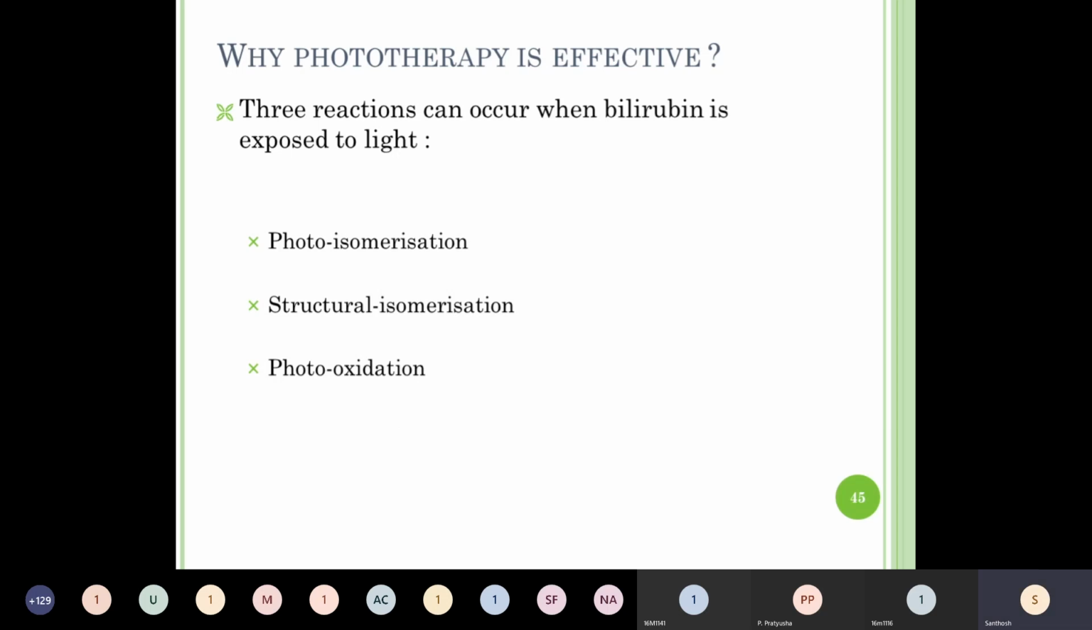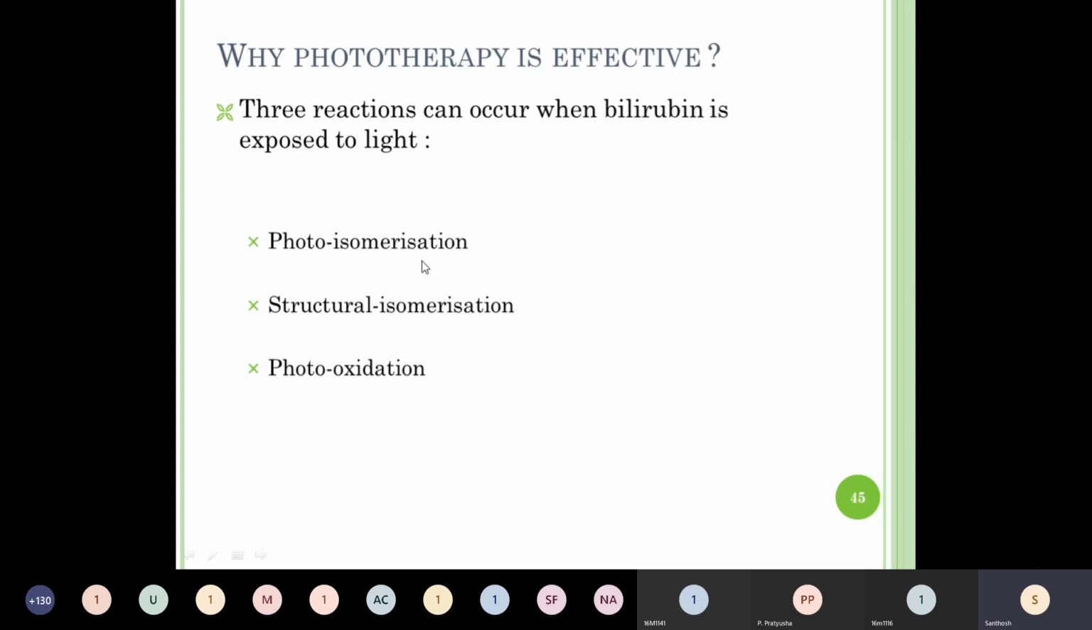Now, how does phototherapy act? There are mainly 3 mechanisms by which bilirubin is affected when exposed: photoisomerization, structural isomerization, and photooxidation. The main mechanism is structural isomerization. Here, the bilirubin is converted into lumirubin. This is an irreversible reaction where the lumirubin is water soluble and is excreted in the urine. This is the main mechanism by which the bilirubin comes down in phototherapy.